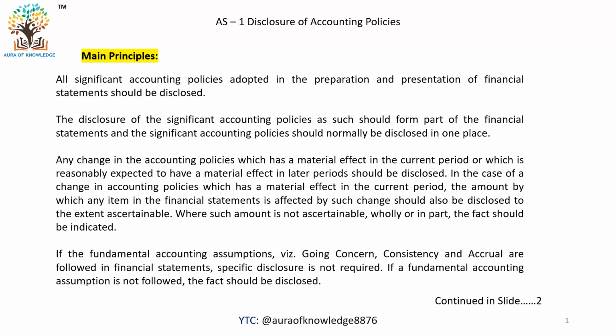Whenever you go through an accounting standard, whichever parts are given in bold italic, you have to see what is given there, because it is the main standard. Now, in Accounting Standard 1, disclosure of accounting policies, they have given these 4 paragraphs in bold italic. So let us read and understand. All significant accounting policies adopted in the preparation and presentation of financial statements should be disclosed.